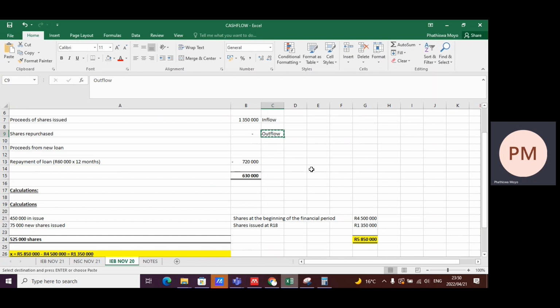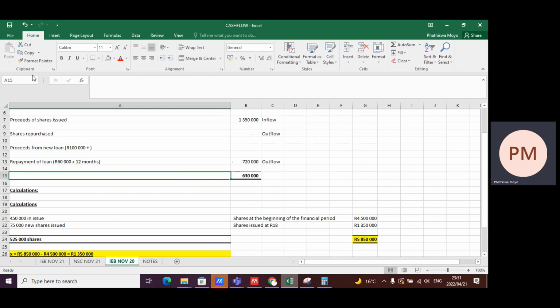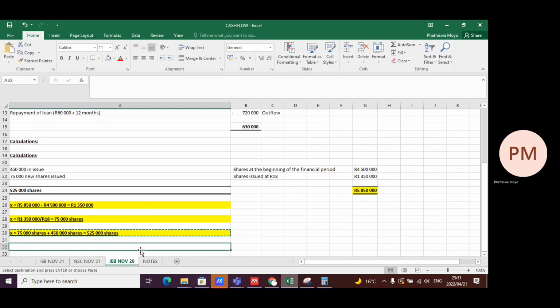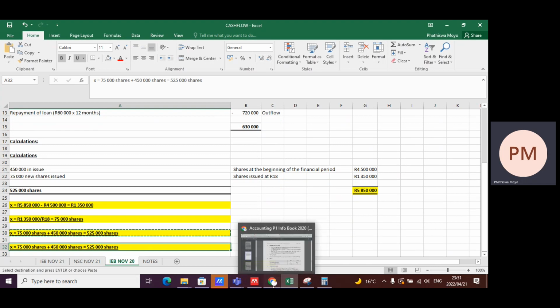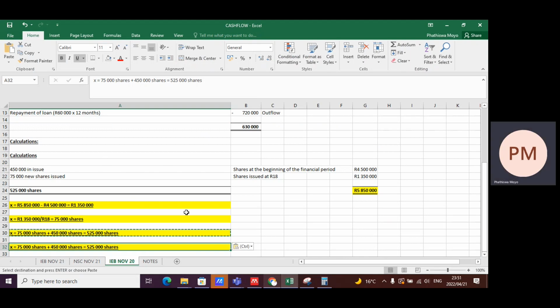It's 720. Show your calculations, guys. Method marks. Method marks. I cannot stress it enough. So proceeds from a new loan we already have, which is 100,000. We need to find the mortgage bond at the beginning, guys. X is always there to help me. Wow, this is very interesting.